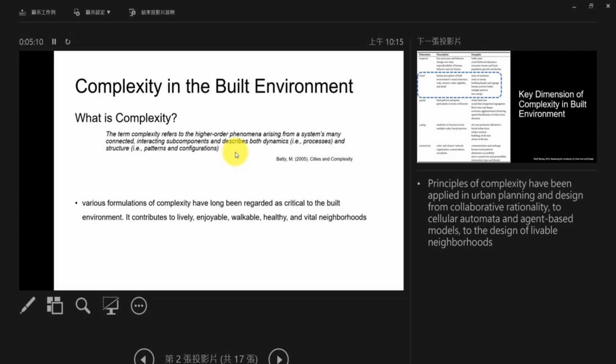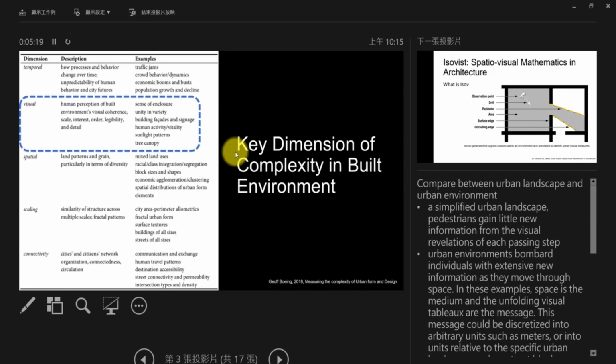Then I also read about how to measure complexity in the built environment, and I found that, according to the author, he explained five criteria, five dimensions of complexity in the built environment that every architect or urban designer can study. The first one is temporal. In that perspective, you can research the process, the behavior change over time and over duration. Your research can talk about traffic jams or crowd behavior, or how population grew or declined over a period of time.